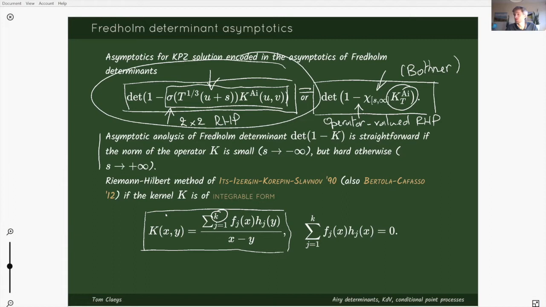And so in general, one can say that asymptotic analysis of a Fredholm determinant is easy if the norm of the operator K is small, because then this Fredholm series expansion that I showed you is just an asymptotic series, and you can just read off the different terms and they provide you immediately with an asymptotic series. But if the kernel K is not of small norm, then it's in general very hard to obtain asymptotics. And then we need to rely on these Riemann-Hilbert methods of Its, Izergin, Korepin and Slavnov. Also, Marco Bertola and Mattia Cafasso further developed this Riemann-Hilbert method in the past 10 years, probably.